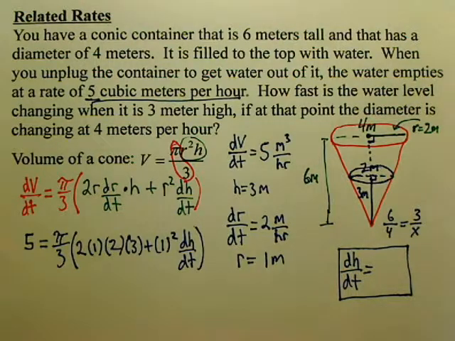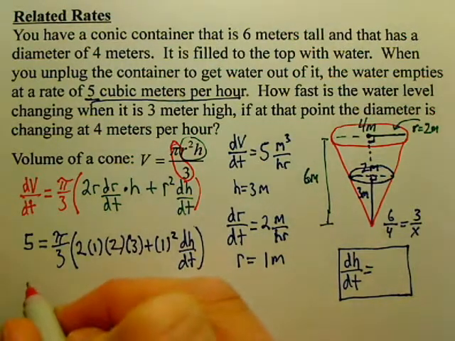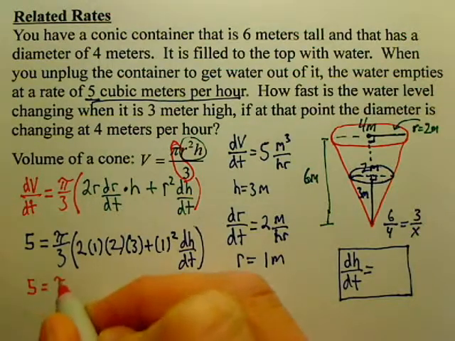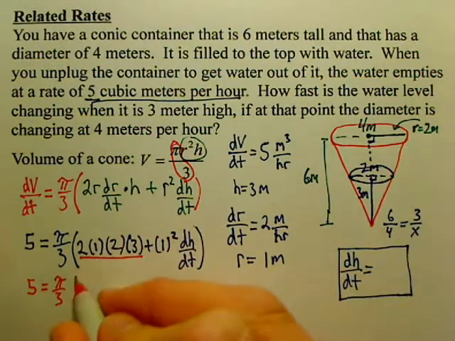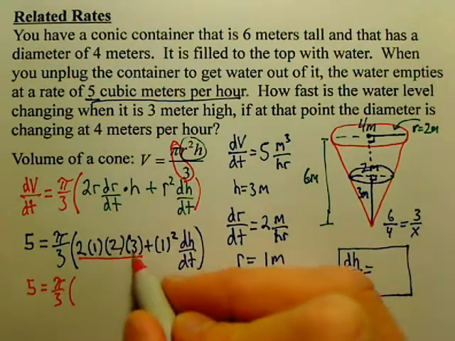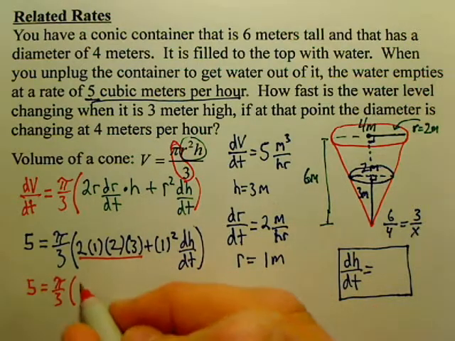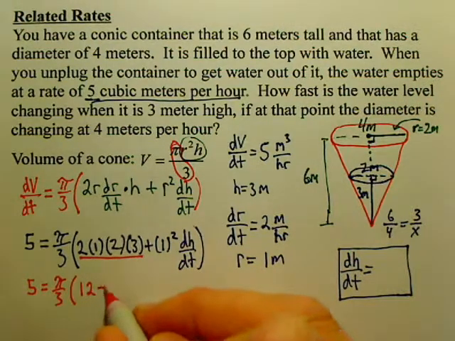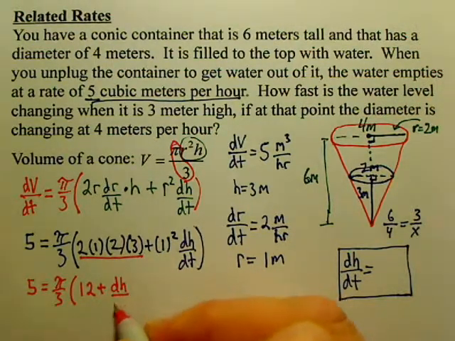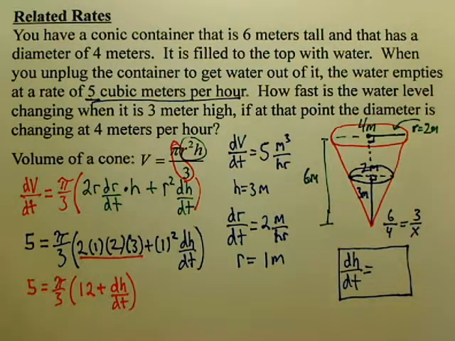Alright, so let's do that. To finish this, let's simplify. Ready? Keep the pi over 3. Let's multiply all that together. What does that give us? 2 times 1 times 2 times 3, 12. 1 squared, that's a toughie, 1. So plus dh dt. Alrighty. Can we finish this? Yes, we can.